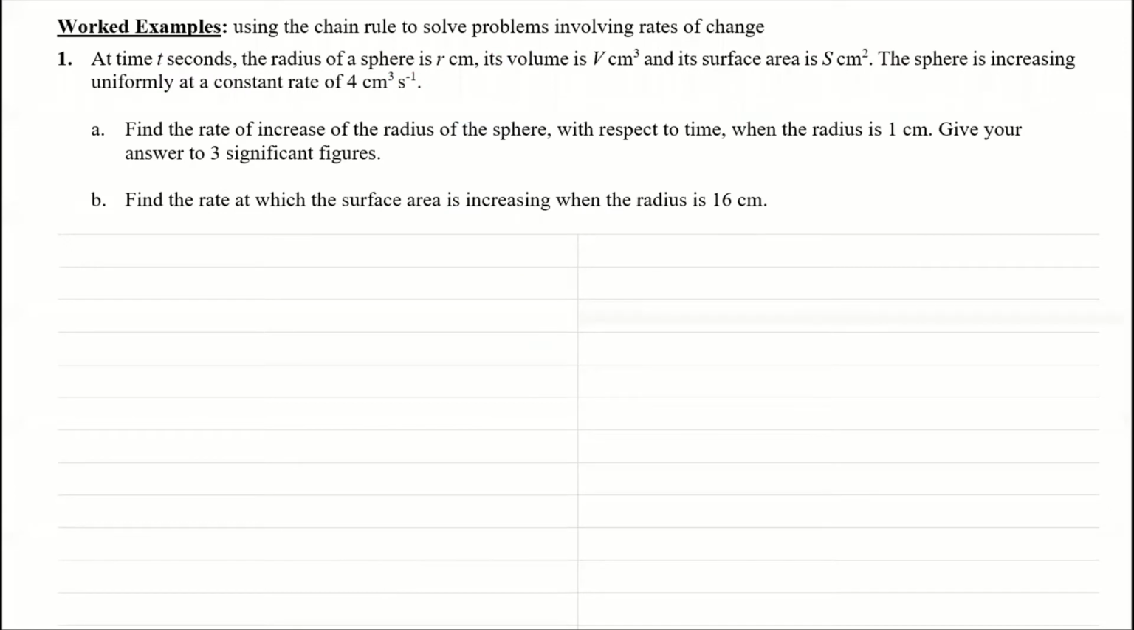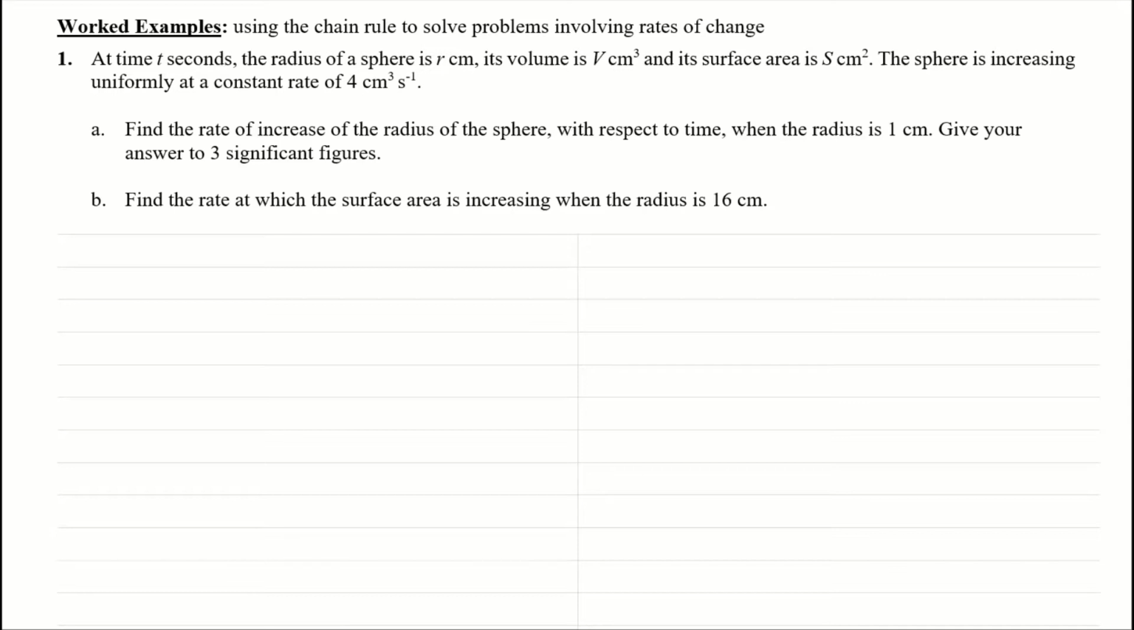Okay, so for our first situation, we've got at time t seconds, so time is probably going to be a variable in this. The radius of a sphere is r centimeters. Its volume is V centimeters cubed, and its surface area is S. The sphere is increasing uniformly at a constant rate of 4 cubic centimeters per second.